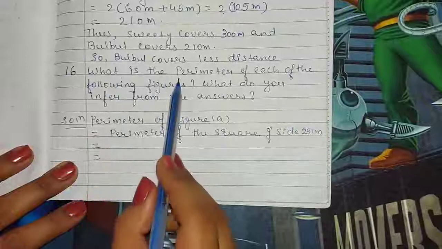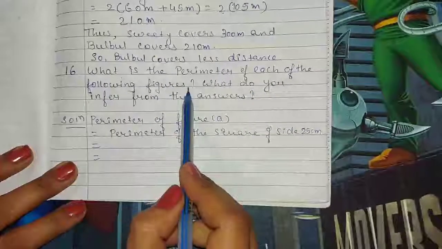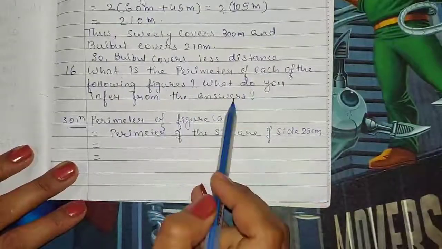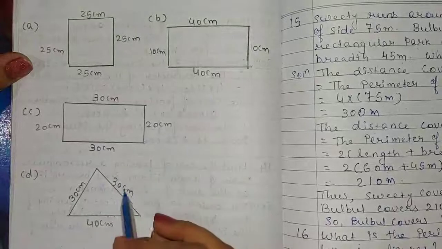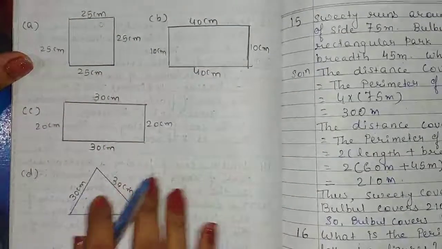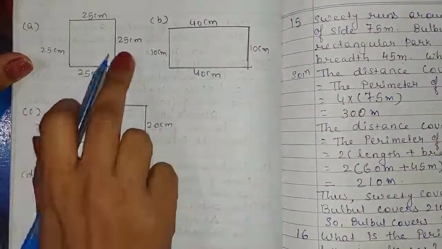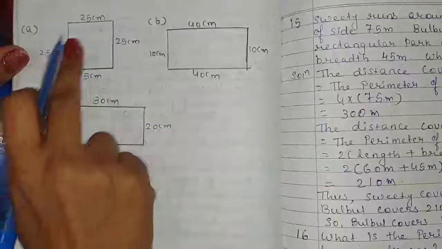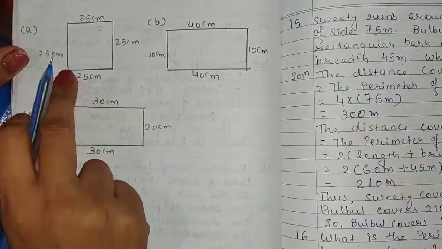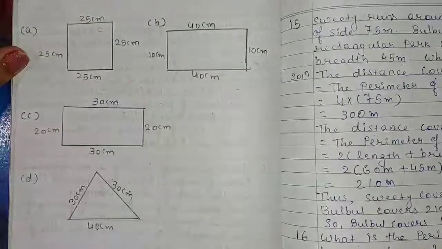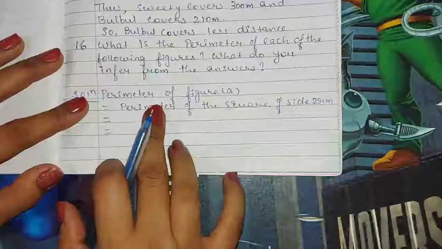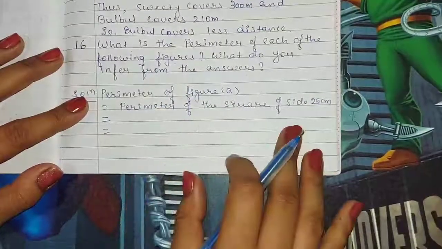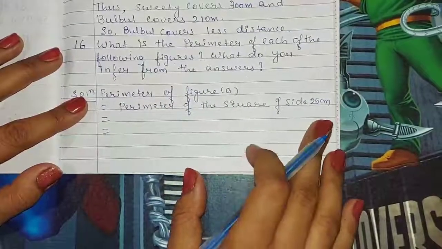Question number 16. What is the perimeter of each of the following figures? What do you infer from the answers? So here the perimeters of different figures are to be found: square, rectangle, rectangle and triangle, all figures having different measurements. So first of all we will find the perimeter of the square, where a side of 25 centimeter is given. So the perimeter of figure A, that is the perimeter of a square of side 25 centimeter.